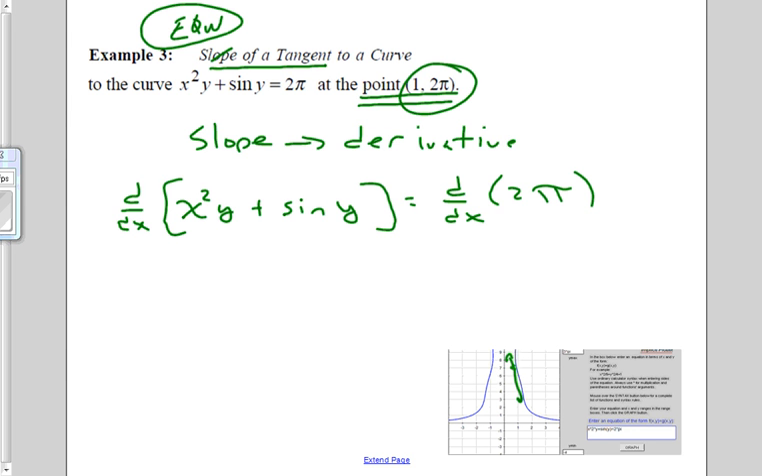Okay, so looking over at the right-hand side to start off with, I know that we've got a pi in there, but 2 pi is just a constant number. Pi is a fixed number. So the derivative of a fixed number is, once again, 0. And then if I look over at the left-hand side, I've got the derivative of x squared y plus the derivative of sine of y.